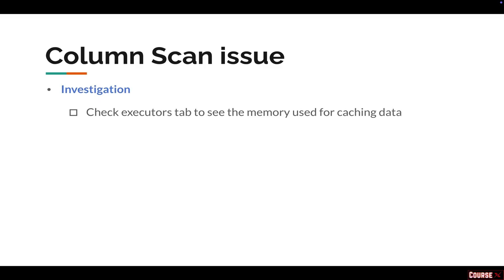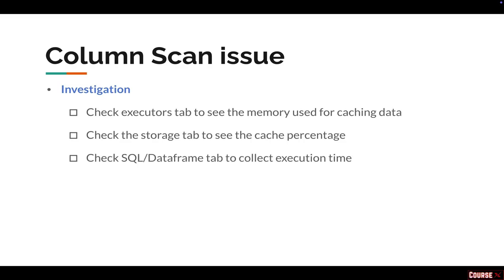So what is the memory used for caching? We have also checked the cache percentage, and in both the cases it is 100%. Check the SQL data frame tab to collect execution time. We have checked already that before optimization it was taking 57 seconds, and after optimization it is taking around 17 seconds.